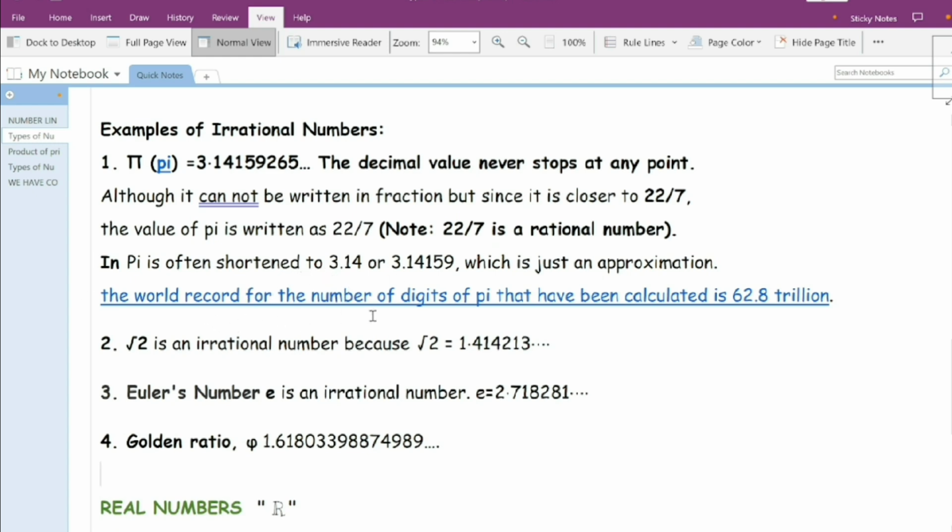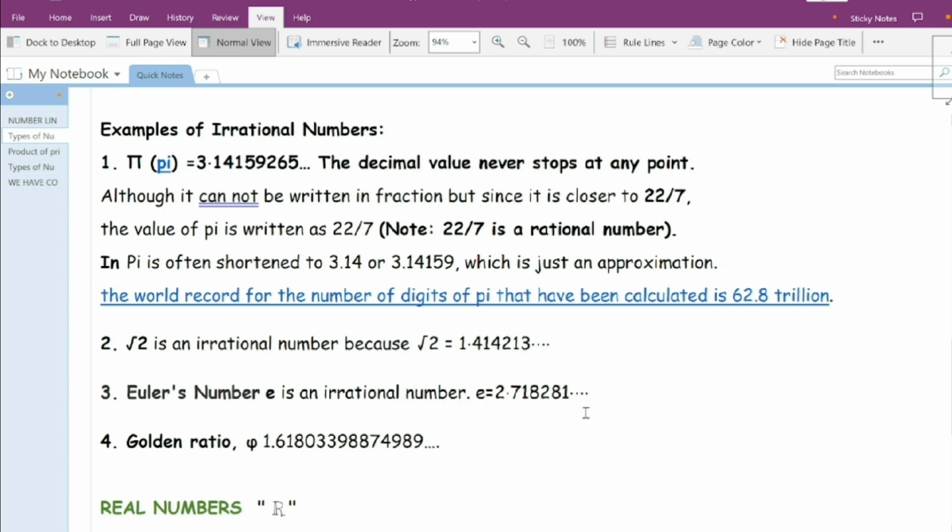Now, the world record for the number of digits of pi that have been calculated is 62.8 trillion. So we have 3.14159 and so on till you get to 62.8 trillion numbers behind the decimal. That's really huge. Another example of an irrational number is square root of 2. Square root of 2 is also irrational because you have it as 1.414213 and so on.